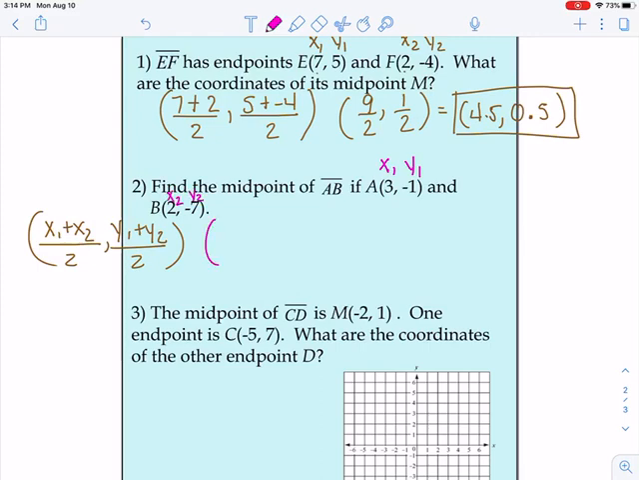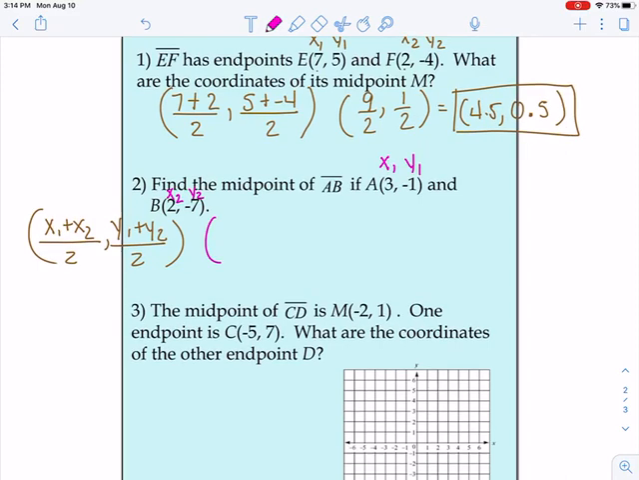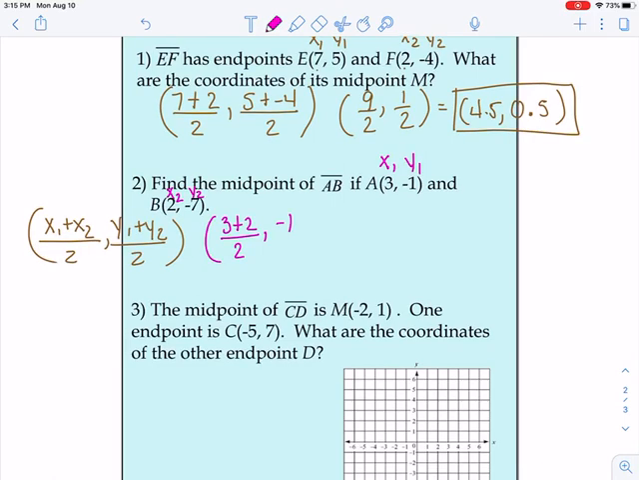So let's go ahead and replace those. So x1 is 3, so I'm going to have 3 plus 2 divided by, not 5. Let me get rid of that. I'm going to have 3 plus 2 divided by 2. 3 plus 2 is 5. That's why I wrote that. And y1 is going to be -1 plus y2 is -7. And again, we'll divide that by 2.